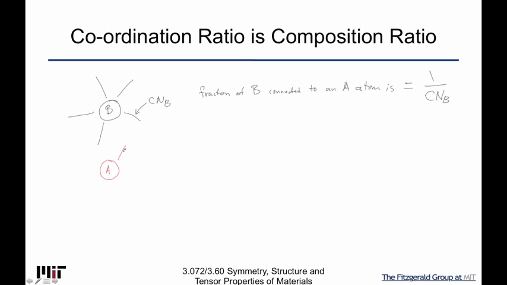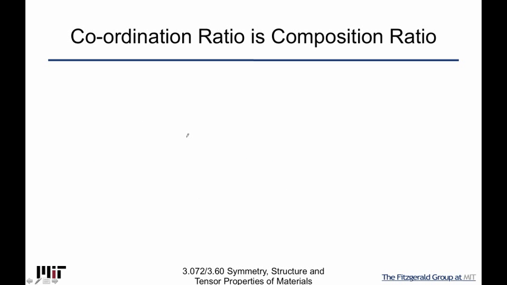Now let's consider atom A, and you would say, all right, it's connected, and it has some C and A. So same thing here, the fraction of A connected to B atoms is 1 over C and A. So with the realization that 1 over C and B is the fraction of B in a bond, and 1 over C and A is the fraction of A in a bond.